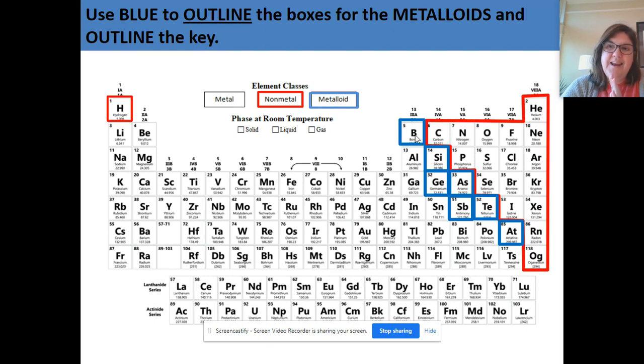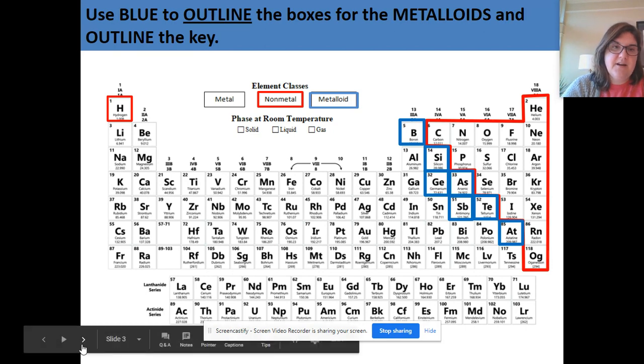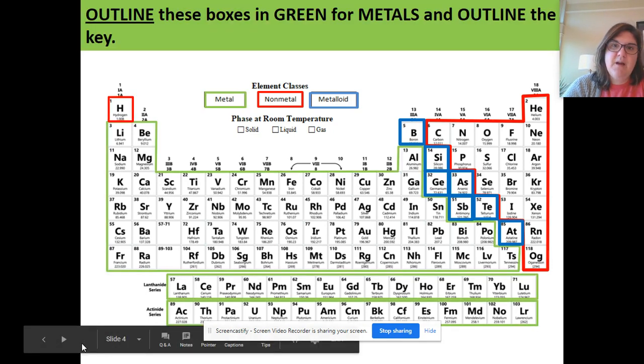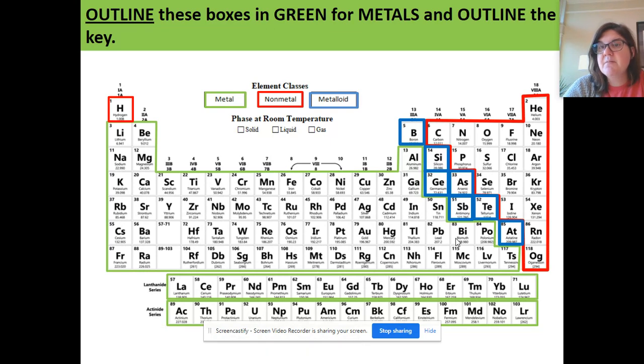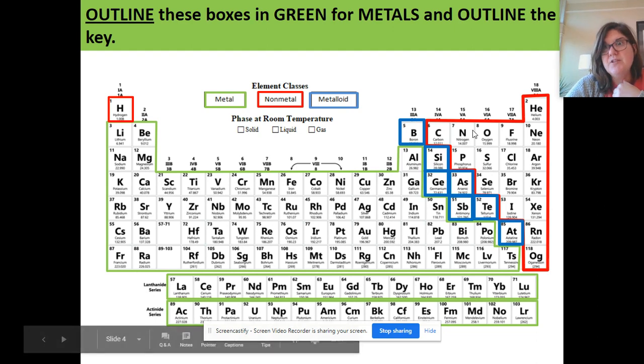Anyways, and then anything to the left of this little staircase, those are going to be our metals. Look at how many metals there are. It's safe to say that the majority of our periodic table is made out of metals. Remember those properties. They're ductile, they can be pulled into a wire. They're malleable, they can be hammered down into a sheet. Nonmetals can't do that. Some metalloids can.